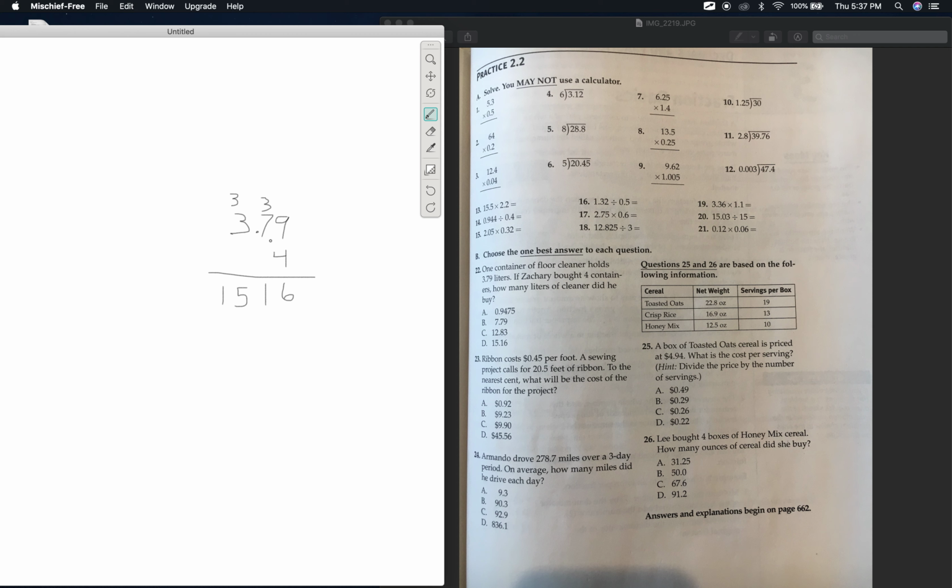Now remember, with multiplication, add the collective amount of places the decimal point is. This one is 2 places over. If this one had one over here, it'd be 3, but it doesn't. So 15.16 is your answer, so your answer is D. Okay, moving on.